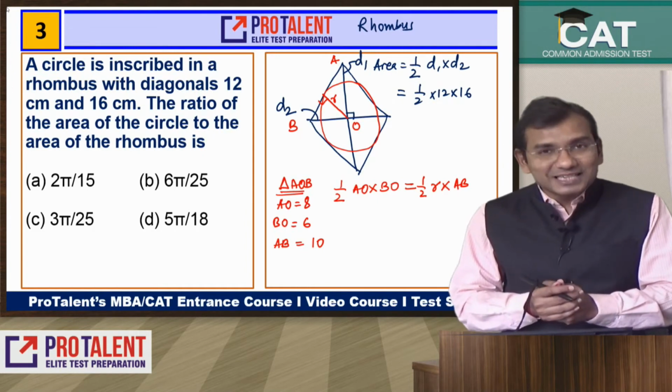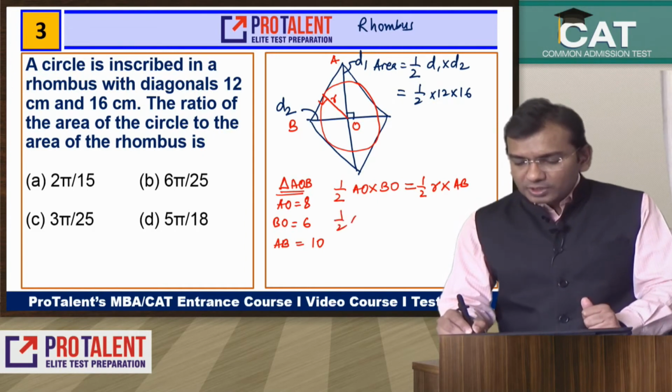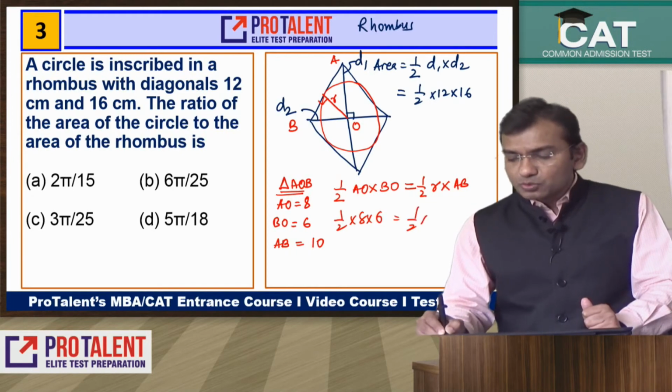Great. Now this becomes easy. So we know 1 by 2, 8 into 6 is equal to 1 by 2, r into 10.